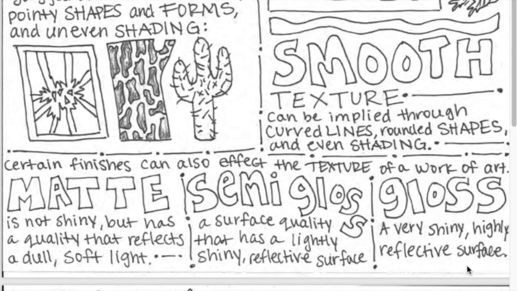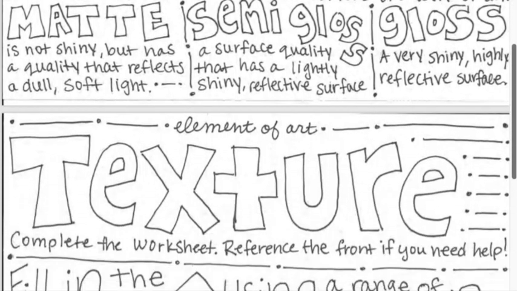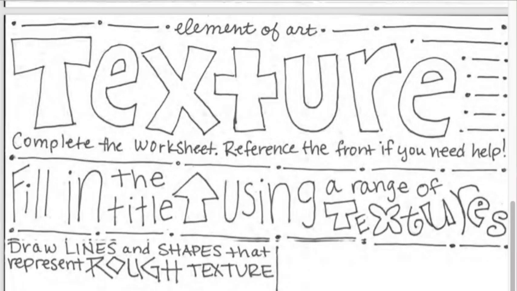And then gloss is a very shiny, highly reflective surface. So that would be like the screen of your iPad, the screen of your cell phone, windows, most cars, something that's really shiny and reflective. All right, if we're going to the second page, I'm just going to read through it. It says elements of art, texture, complete the worksheet, reference the front if you need help. This first step here says fill in the title using a range of textures. So fill in this texture spot using a whole bunch of different textures.